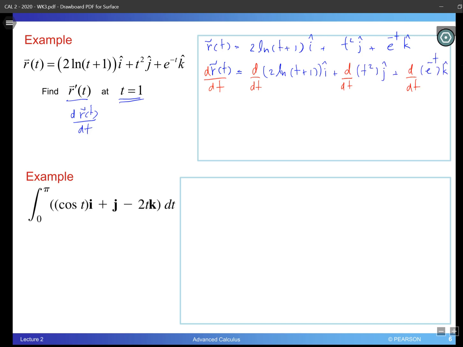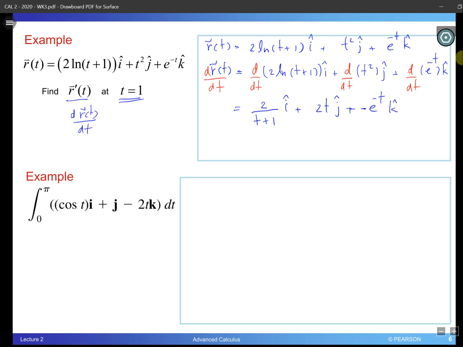After this, it's quite easy. All we need to do is to perform the differentiation 3 times. We need to differentiate 2 ln t plus 1, and we know this is going to come out to be 2 over t plus 1. Alright, and this is the first component, i. Now we differentiate t squared, we know it's 2t. That's j. And the last one, we differentiate the exponential, we still get the exponential back, but we perform the chain rule with the power of minus t, so we get minus 1 in front. So we have this k hat right here.